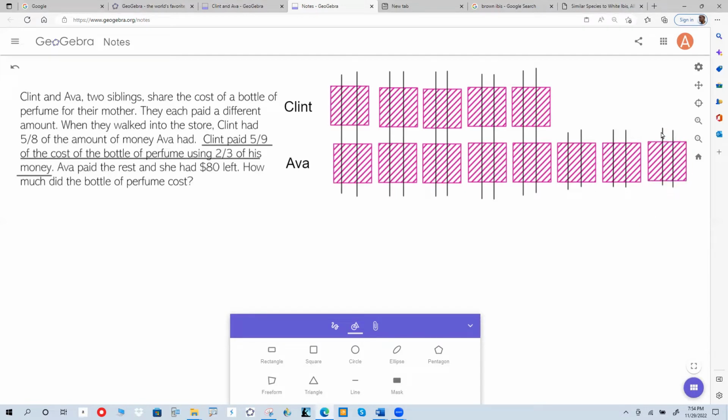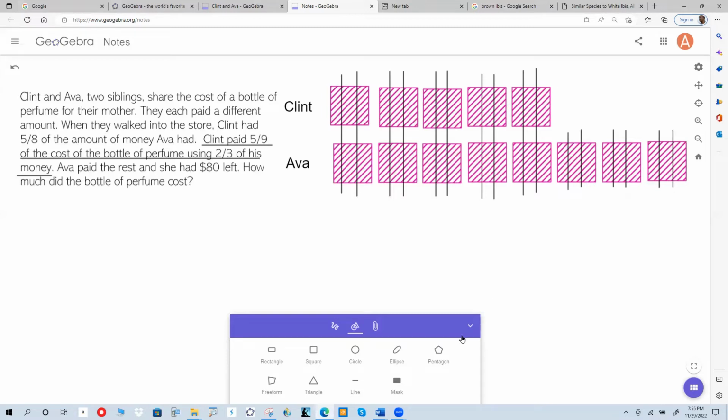So each box, Ava's money was represented by 8 boxes or squares, and Clint's original amount was represented by 5 boxes or squares. Now it's very hard to find 2/3 of 5 because we know Clint used 2/3 of his money. So if we cut each box of Clint's money into 3 equal parts, Clint has now 15 equal parts. And I can find 2/3 of 15, and 2/3 of 15 is 10.